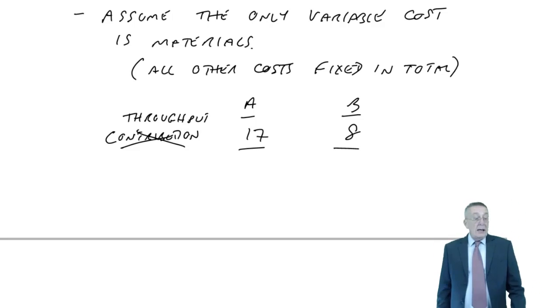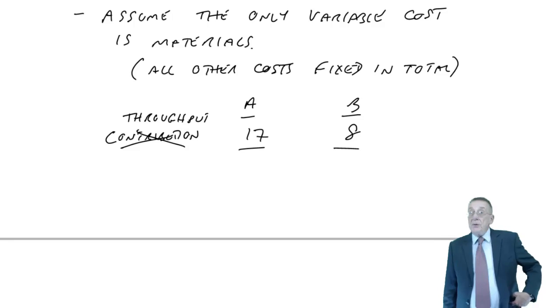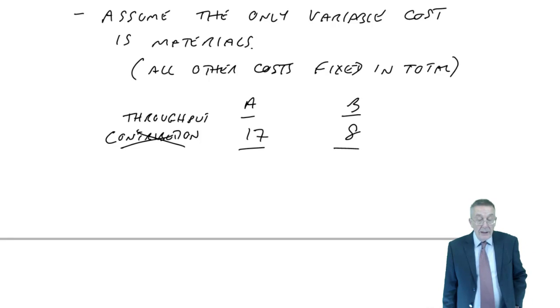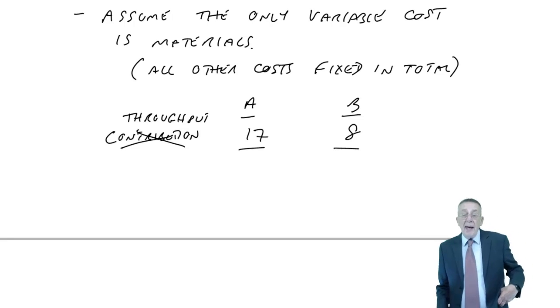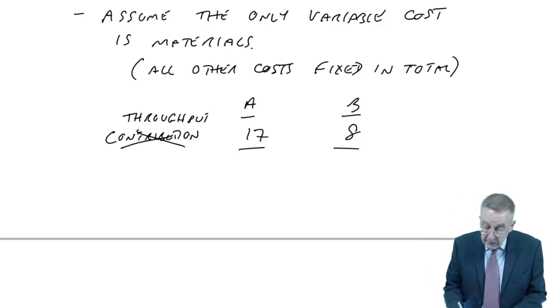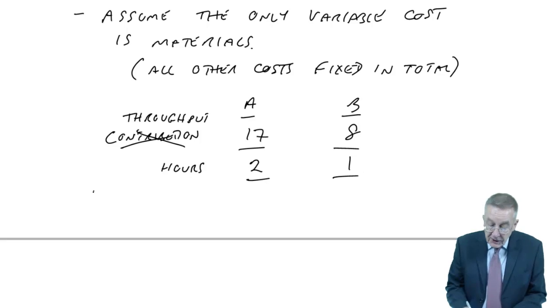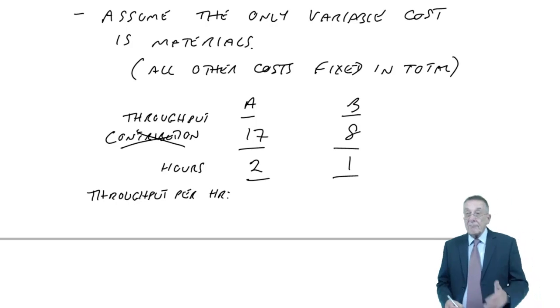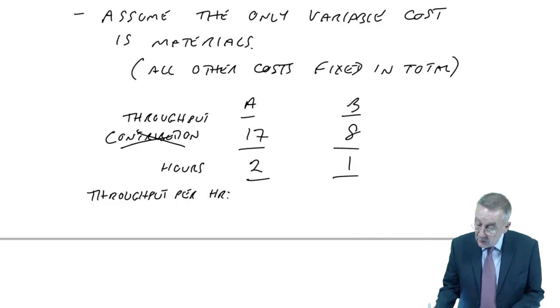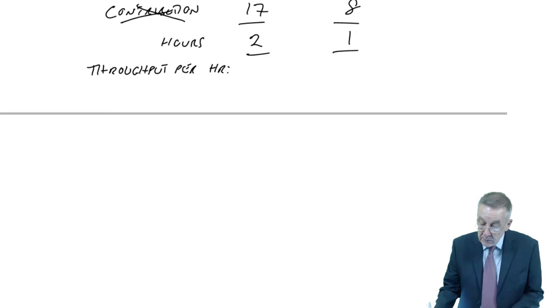And what did we do then? We said, to make the best use of the limited hours, we'd work out the contribution per hour. Well, fine. We'll work out the throughput per hour. Machine hours, it's 2 for A, it's 1 for B. And so the throughput per hour, just like contribution per hour before, same thing, just on this assumption.